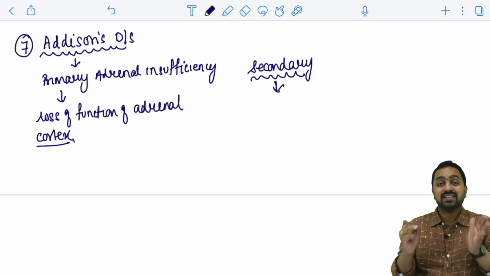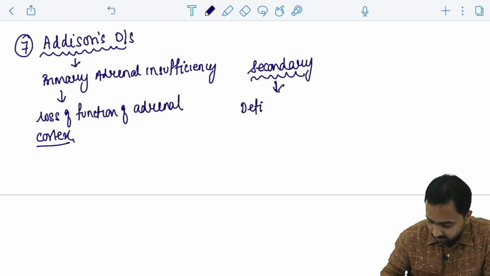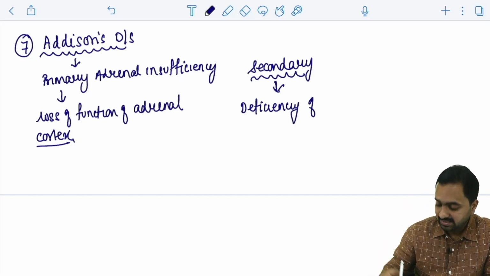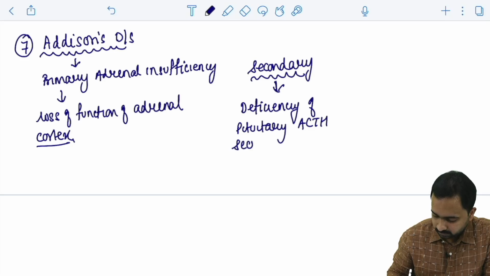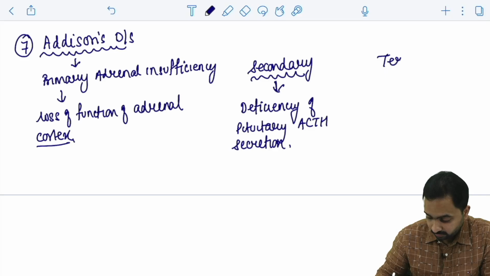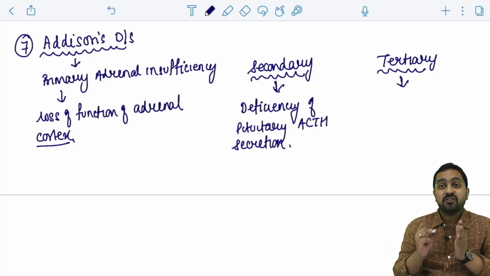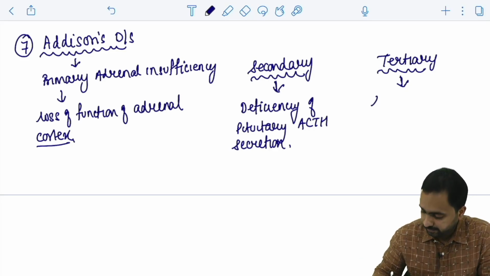What happens in secondary adrenal insufficiency? There is deficiency of pituitary ACTH secretion. Then, in case of tertiary, there is deficiency of loss of hypothalamic CRH secretion.